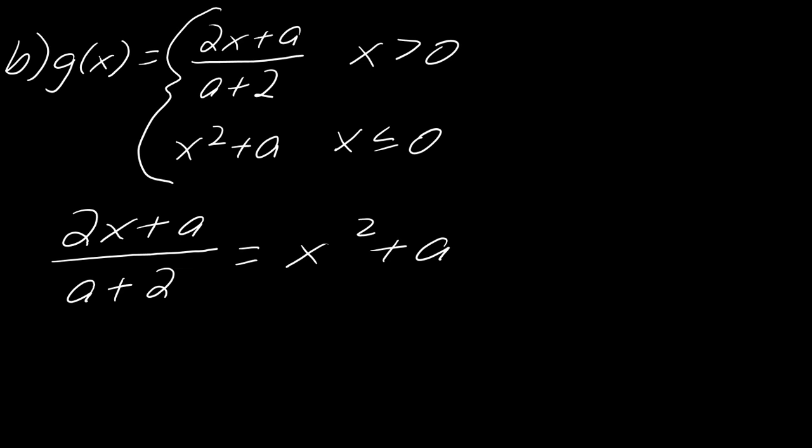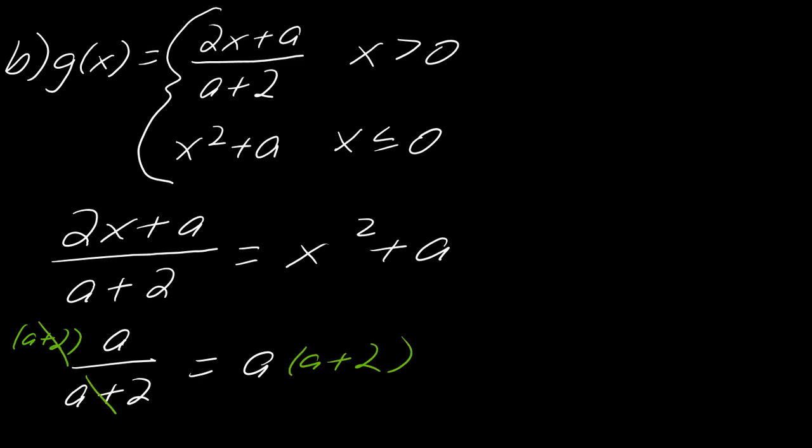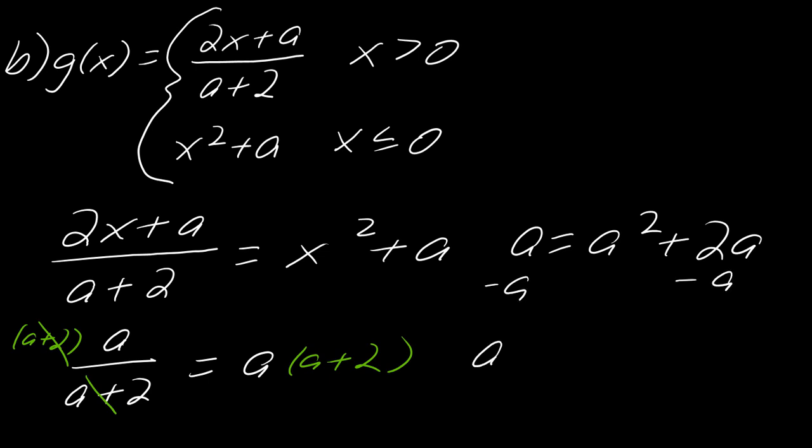If I plug in 0, what I end up getting is a over a plus 2 equals a. Now I just have a problem with a bunch of different a's, so I can use normal algebraic techniques to solve this. I'm going to multiply each side times a plus 2 so I can cancel out the denominator. This gives me a equals a squared plus 2a. This is now quadratic, so I just need to subtract off the a, and this is a squared plus a equals 0.